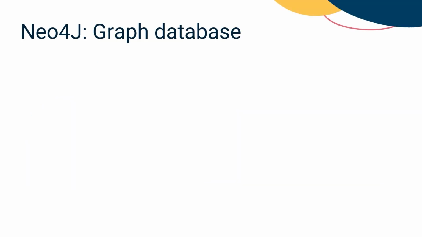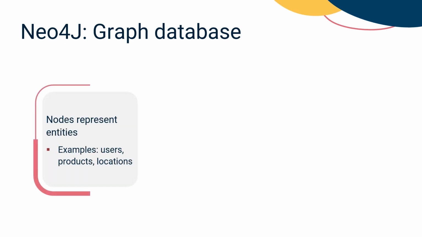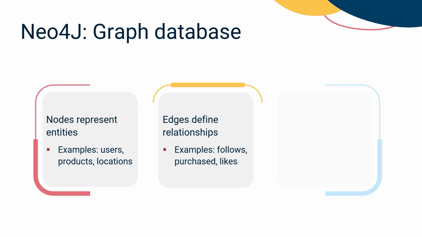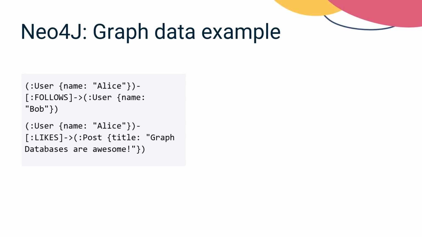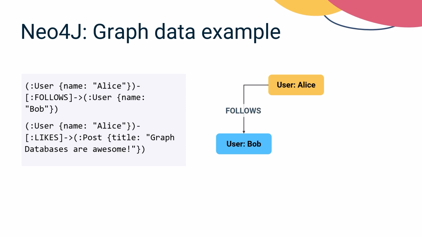Neo4j is one of the most popular graph databases, using a property graph model where nodes represent entities, for example, users, products, and locations. Edges define relationships, for example, follows, purchased, and likes. Properties store additional details about nodes and relationships. The following example represents a social media network where a user follows another user and likes a post. Username Alice and username Bob are nodes representing users called Alice and Bob. Follows is an edge or relationship showing that Alice follows Bob. Likes represents Alice liking a post.